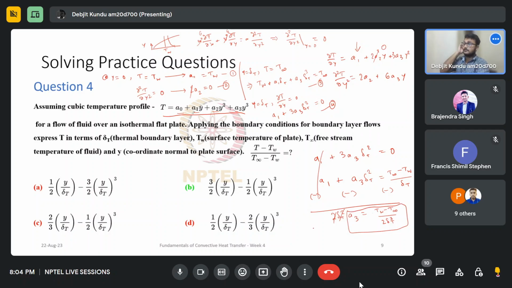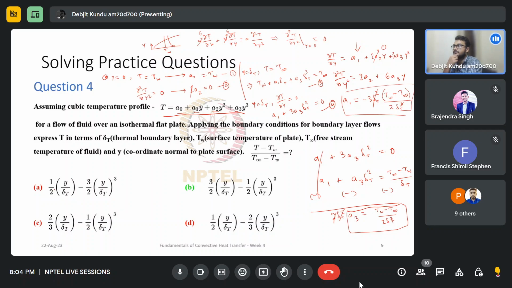Right. Now I'll put the value of A3 over here to find out A1. So A1 would be minus 3 delta t squared into A3, which I know now is (TW minus T infinity) by 2 delta t cubed. So delta t squared would cancel out. So this is A1 now.